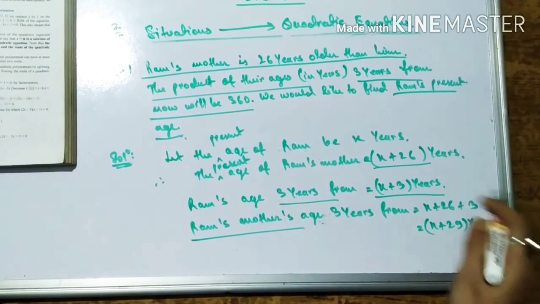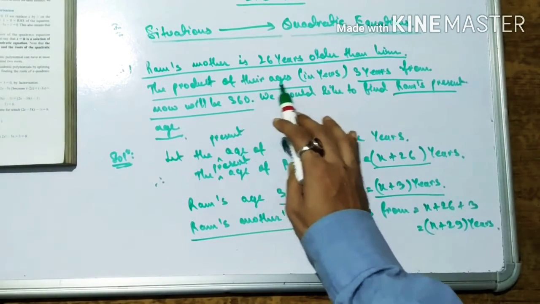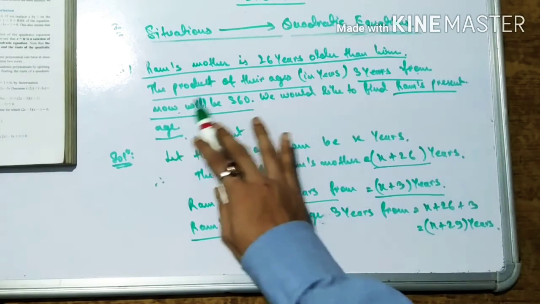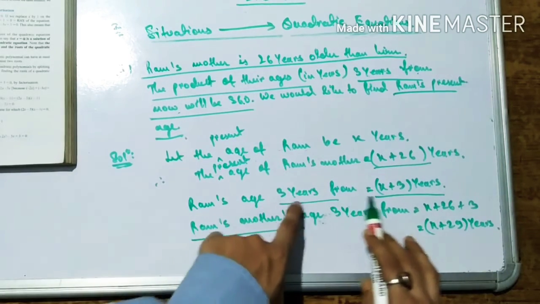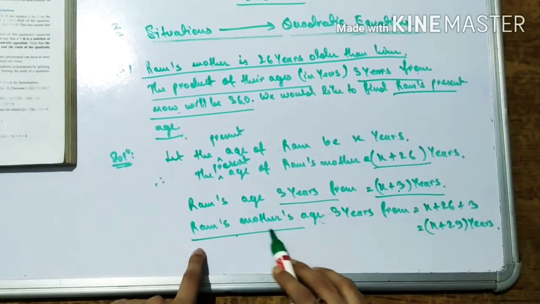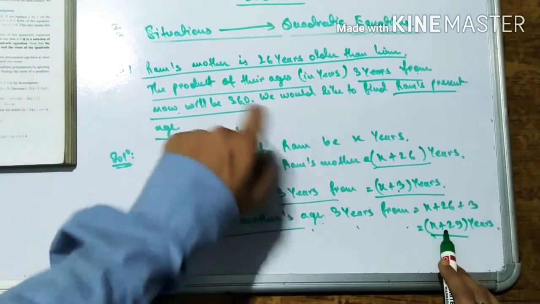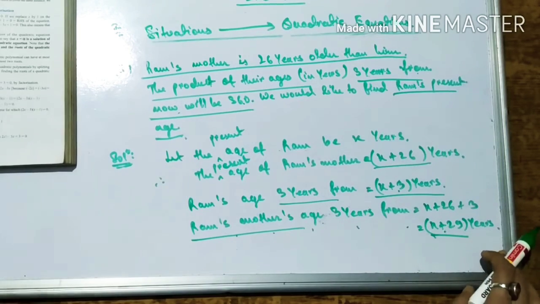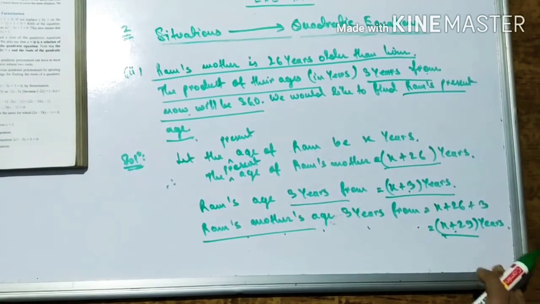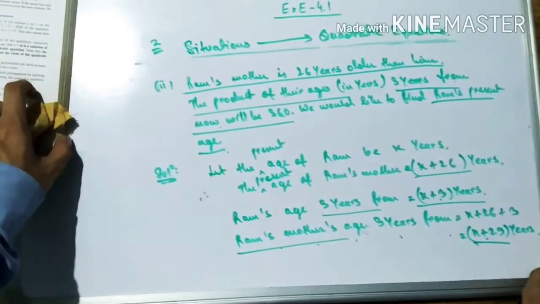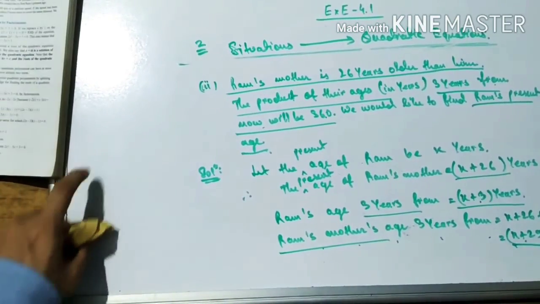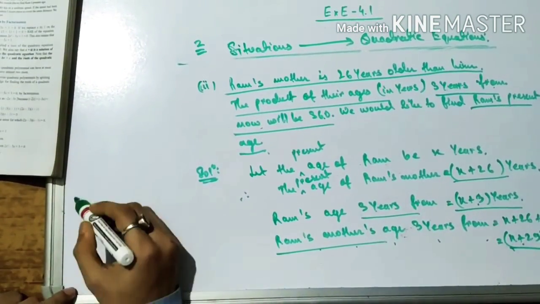Okay, so now it is saying that the product of their ages 3 years from now. Ram's age 3 years from now is this much, and Ram's mother's age 3 years from now is this much. Their product is 360, given. Understand? So by question I will write. Let me write it in here.